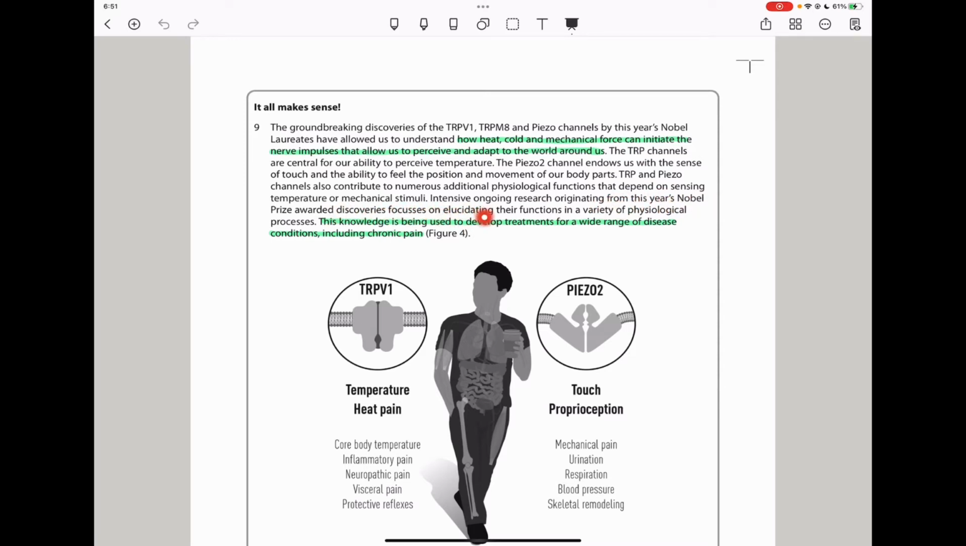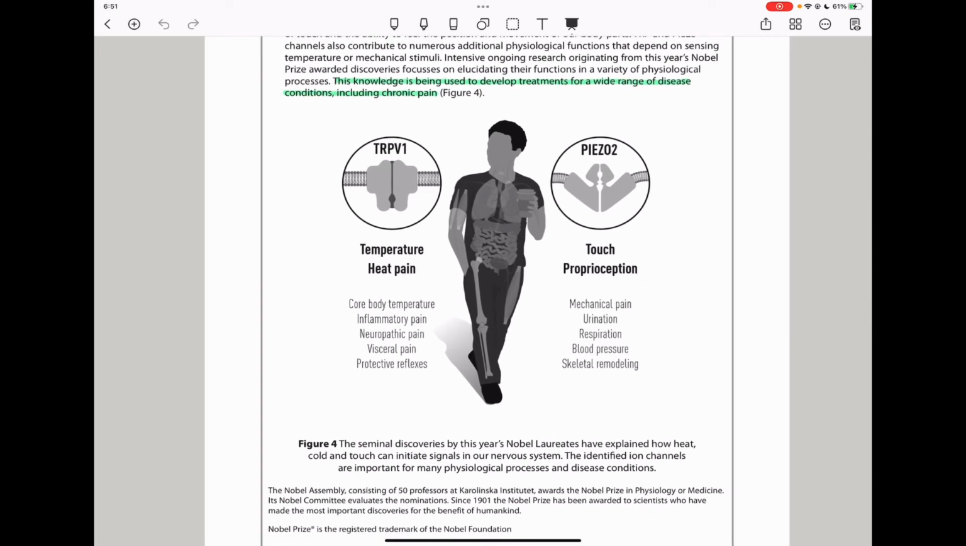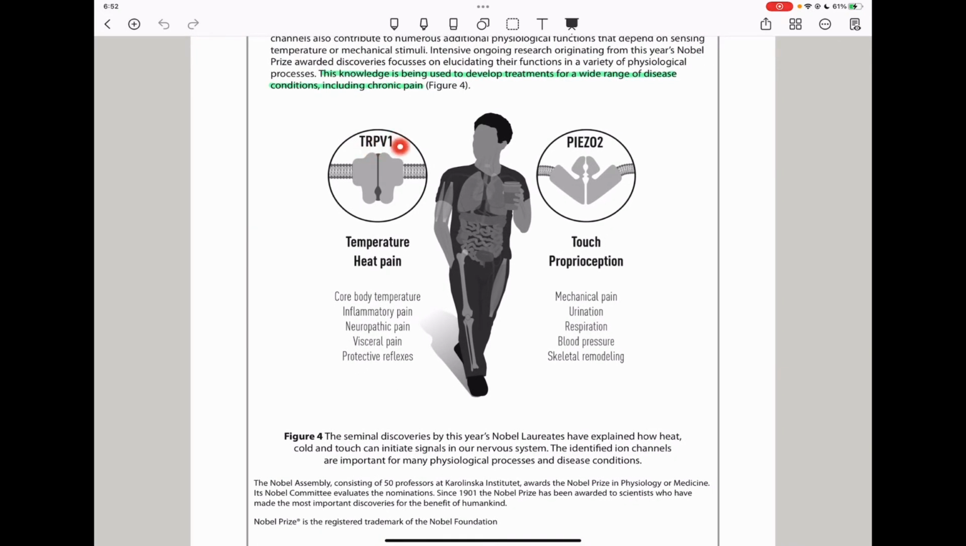focuses on elucidating their functions in a variety of physiological processes. And this knowledge is being used to develop treatments for a wide range of disease conditions, including chronic pain, as we can see in figure 4. Involving the TRPV1, we see temperature or heat pain. We see core body temperature, inflammatory pain, neuropathic pain, visceral pain, and protective reflexes. Involving Piezo2, we see touch as well as proprioception. We see mechanical pain, urination, respiration, blood pressure, and skeletal remodeling.